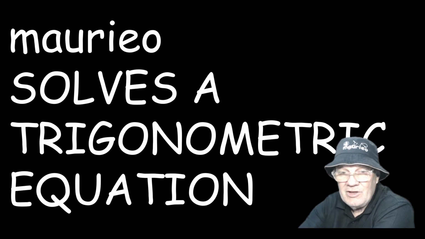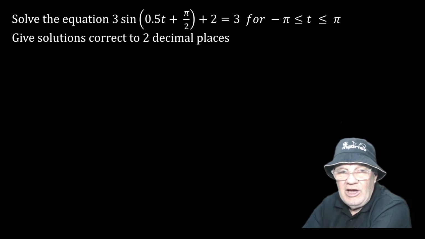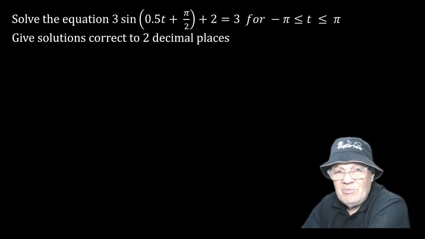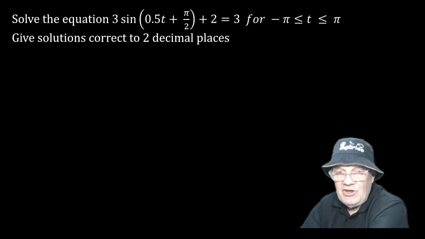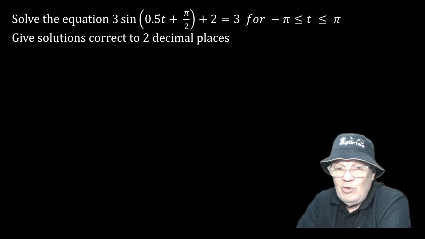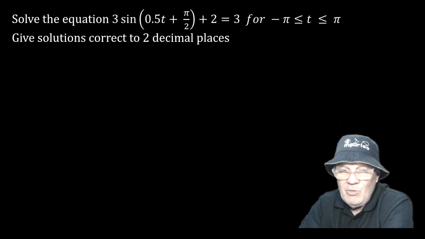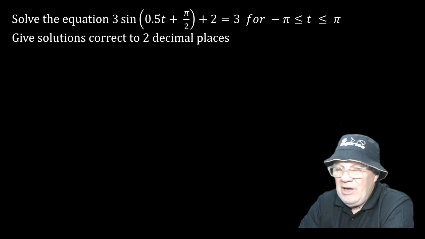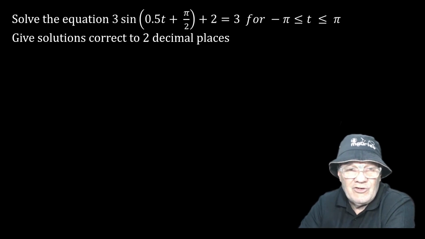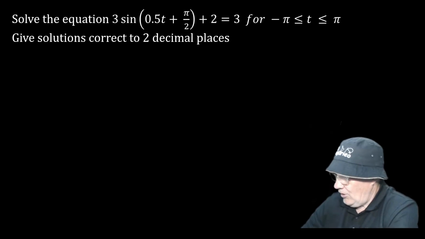And here's the equation: 3 sine (0.5t + pi/2) + 2 = 3, for the range negative pi less than or equal to t less than or equal to pi. Give solutions. There must be more than one. Correct to 2 decimal places. So let's see what happens.